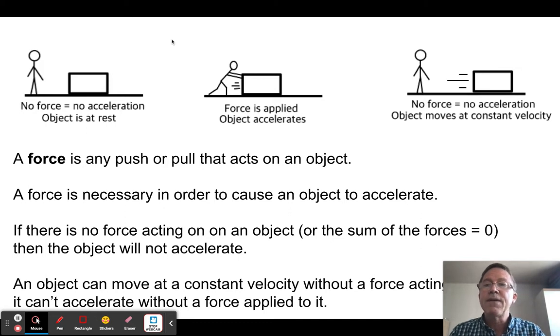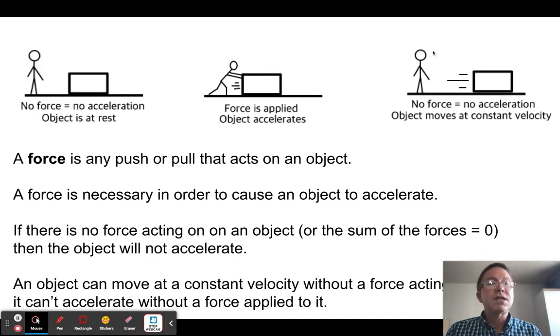So just take a look at here. I've got an object sitting on the floor, and it's at rest, and it's going to stay at rest, at a velocity of zero, unless a force is applied to it. So now this person is going to apply a force to the object. So they're pushing on the box. Well, that's going to cause it to accelerate.